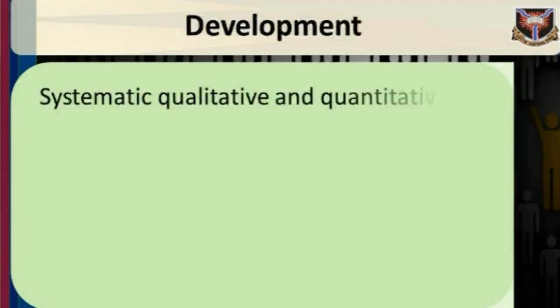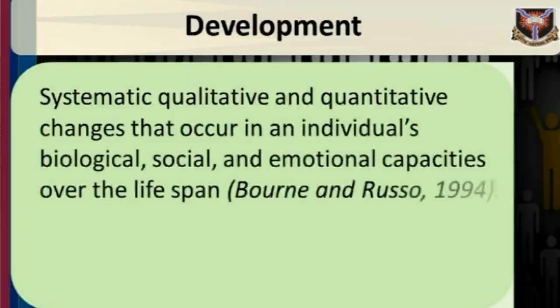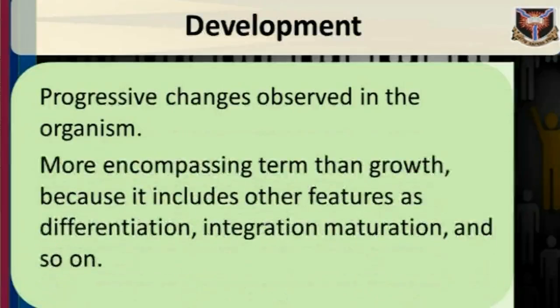Development. Development is defined as systematic qualitative and quantitative changes that occur in an individual's biological, social, and emotional capacity over the lifespan (Bonner and Russell, 1994). It refers to the progressive changes observed in the organism. It is a more encompassing term than growth because it includes other features such as differentiation, integration, maturation, and so on.